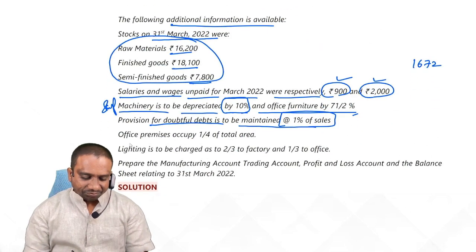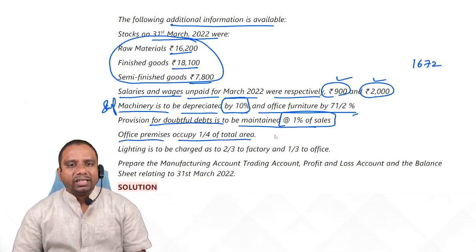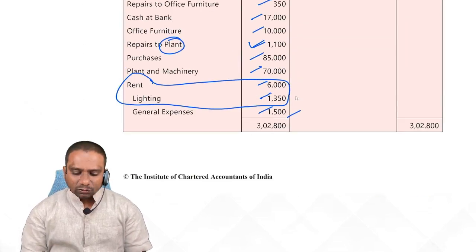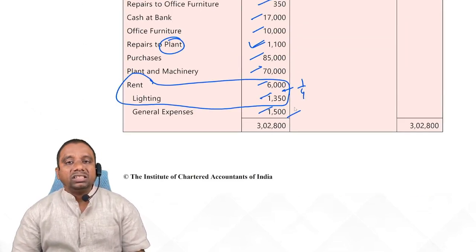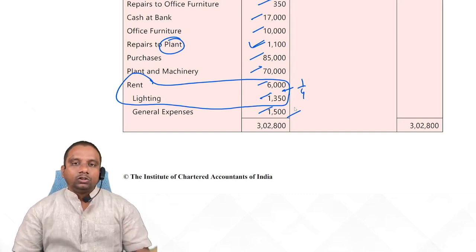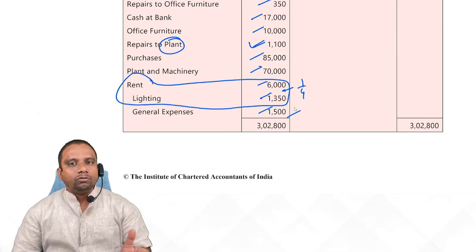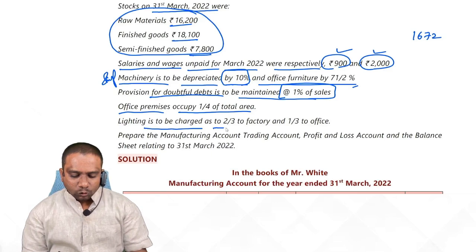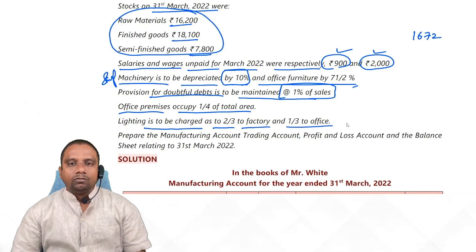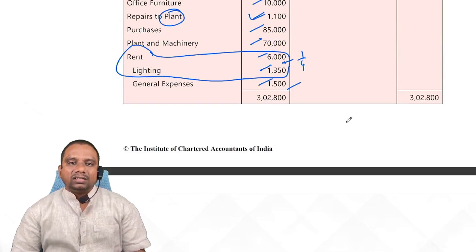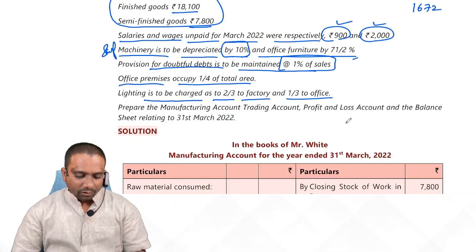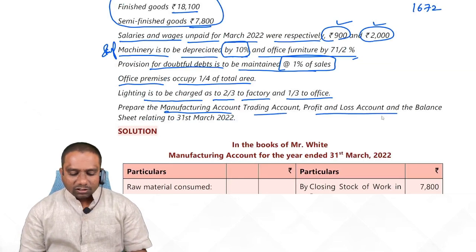Next one, office premises occupy one-fourth of total area, meaning this is used for distribution of rent. If you observe, rent is 6,000, one-fourth office, that means the remaining three-fourth is factory. So three-fourth rent, manufacturing account debit, one-fourth rent, P&L account debit. Next one, lighting is to be charged two-thirds to factory and one-third to office. Already they are giving lighting charges of 1,350. Out of that, two-thirds factory means manufacturing account debit, one-third P&L account debit. Over. Prepare manufacturing account, trading account, profit and loss account, and balance sheet.